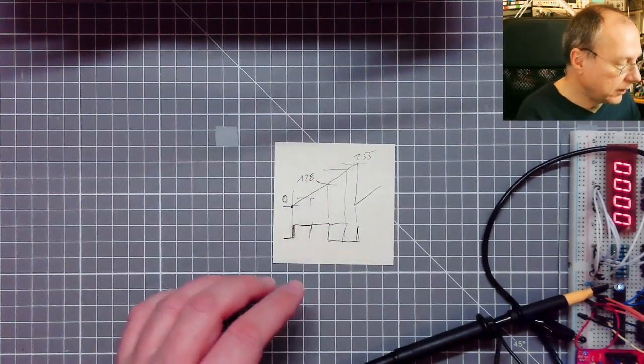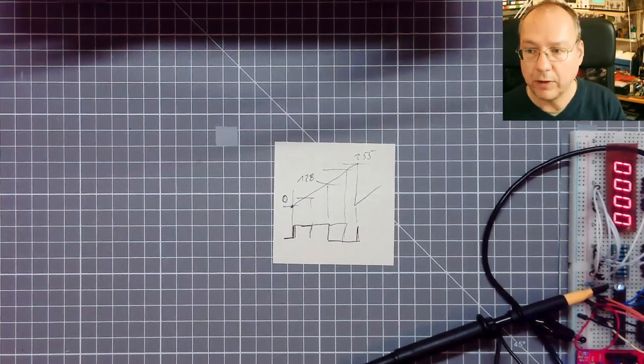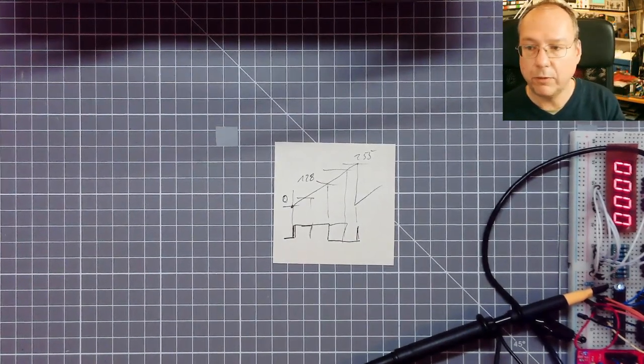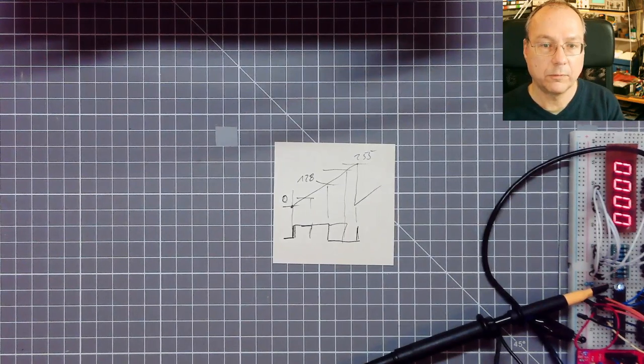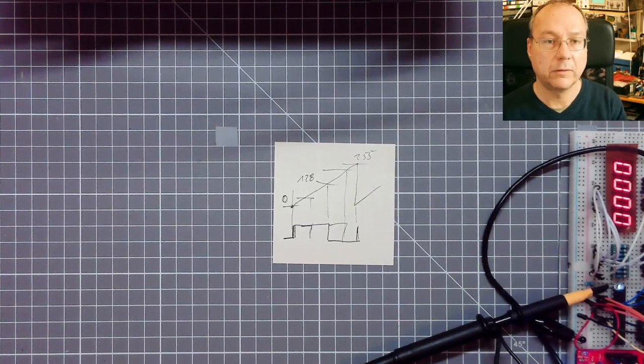So this is in non-inverting mode. But we saw in the datasheet that there is also something which is called an inverted mode, which is set by setting COM1A1 to 1 and COM1A0 to 1. Let's do that and have a look what happens. So we set a 1 here as well. We compile our code.